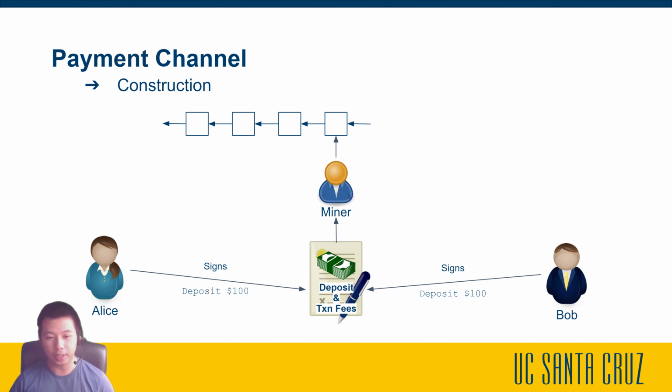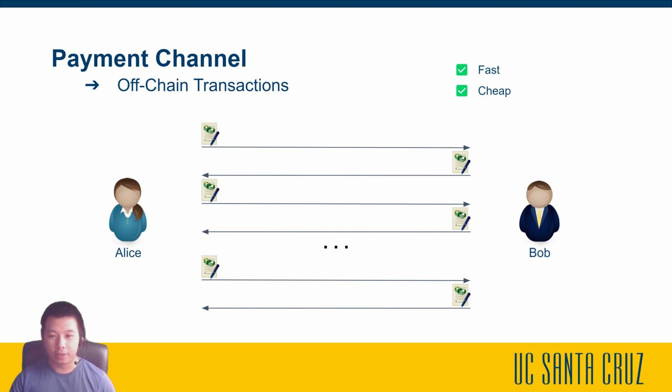To construct a payment channel, Alice and Bob agree on some initial deposit amount and create a payment channel contract and publish this contract to the network. Once this contract is on the chain, Alice and Bob can send money to each other by simply signing messages. This is fast because payments are instant, and it's cheap because off-chain transactions do not require transaction fees.